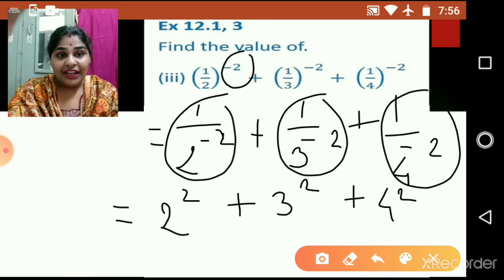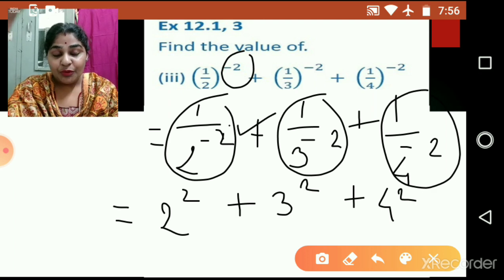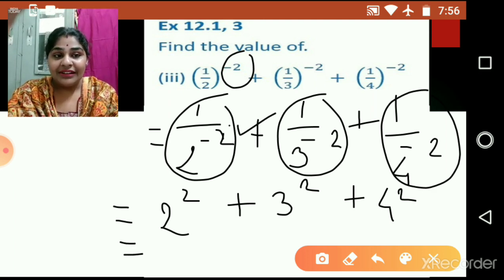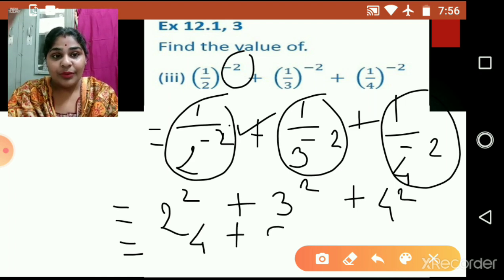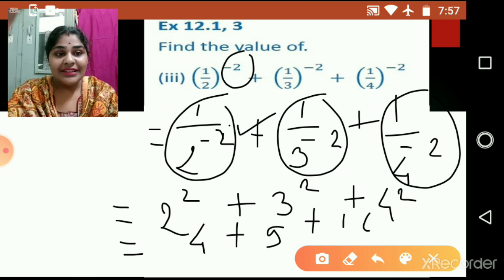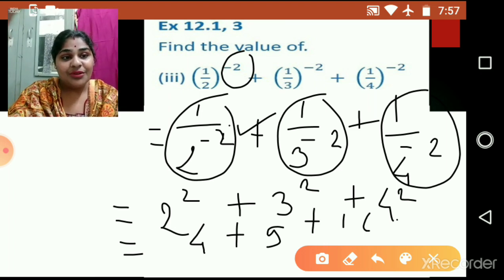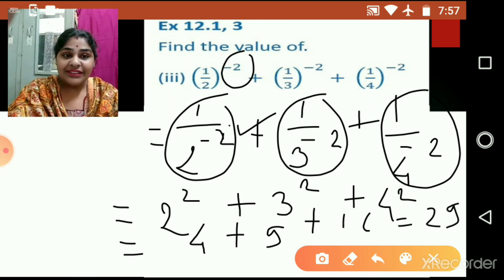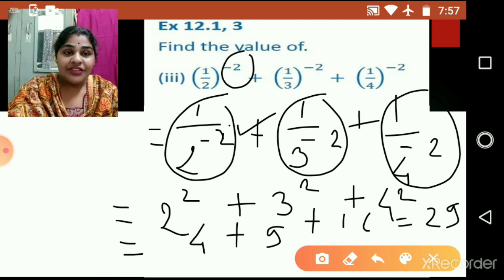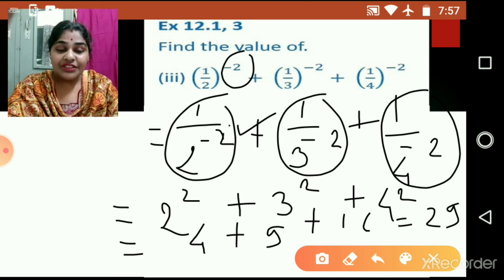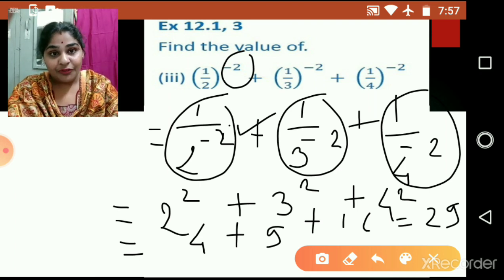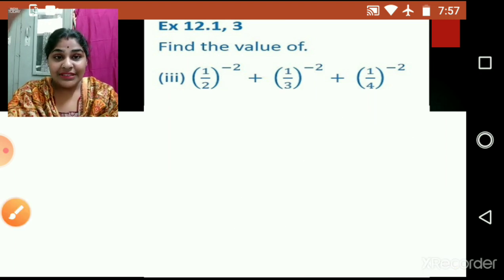Using the law, I have converted the negative exponent to positive. And then I can directly solve: 2 square is 4, 3 into 3, that is 3 square, is 9, plus 4 square is 16, which is nothing but equal to 29. So within these 2 to 3 steps you can directly solve. Again I am telling you, children, very important, take a note. There are many ways to solve these sums of exponents and powers. Whichever method you feel is easy, that method you can opt for. Okay, so let us proceed.